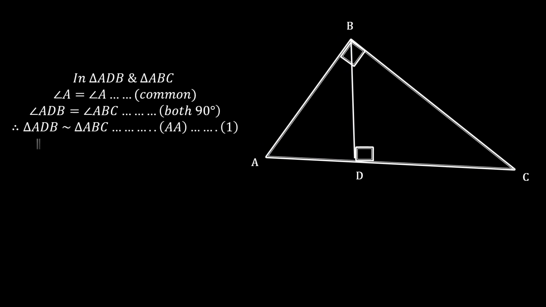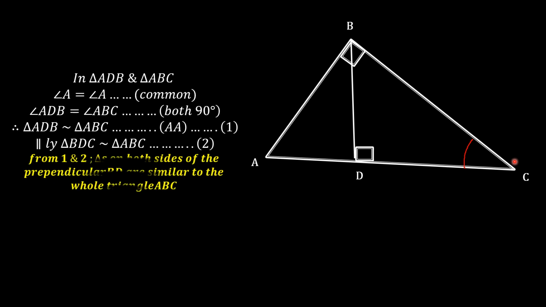Similarly, we can prove in this triangle BDC and ABC, this angle C is common in both the triangles and one angle is of 90°. So again these two triangles will be similar, right? Let this be equation number 2. From 1 and 2 we can write that both the triangles formed on the sides of this perpendicular drawn from the vertex containing the right angle are similar to this whole triangle ABC.